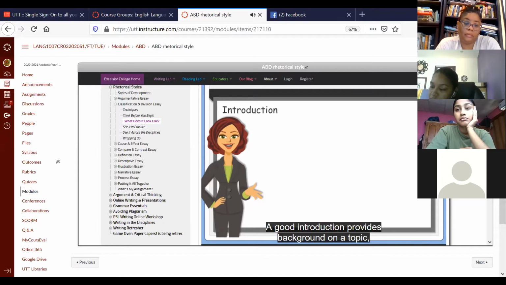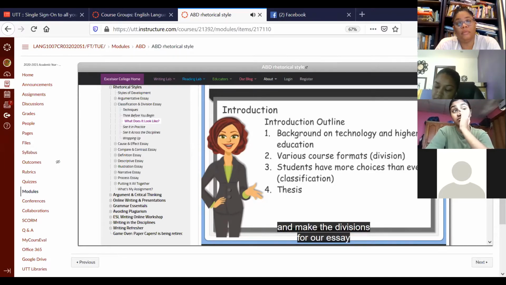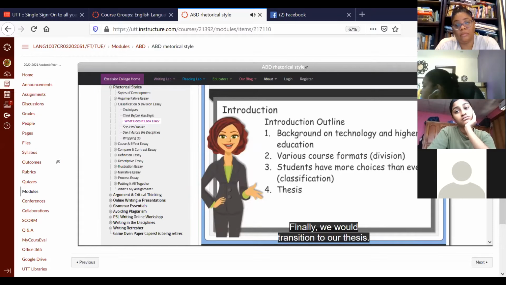A good introduction provides background on a topic, transitions to the thesis, and then presents the thesis. In this example, we would first provide background on the topic of technology in higher education. Next, we would transition to our thesis and make the divisions for our essay clear by providing a summary of various course formats. We would then describe the choices within those formats the students have. Finally, we would transition to our thesis.